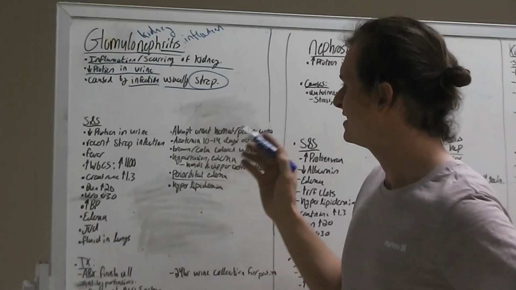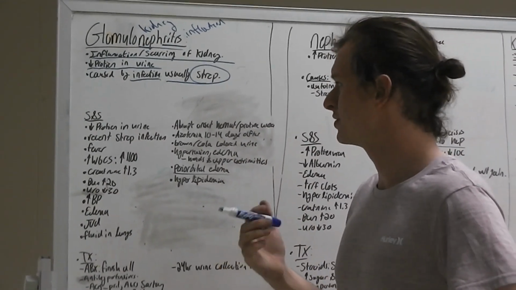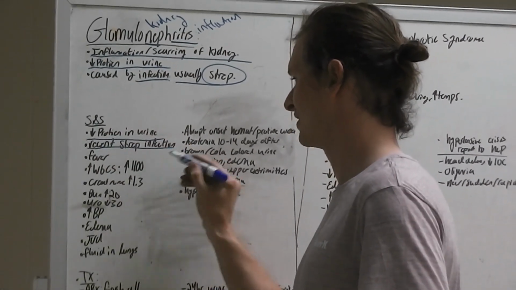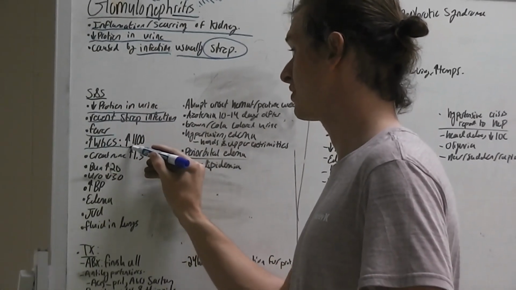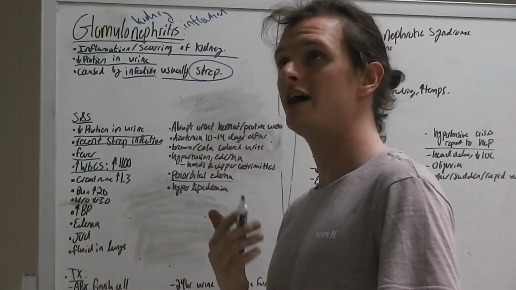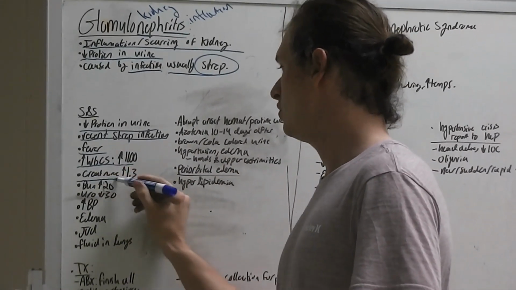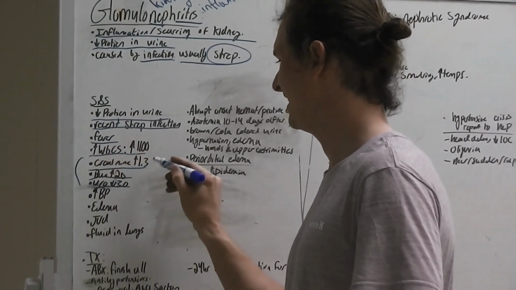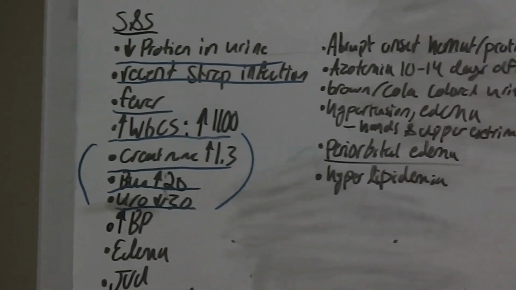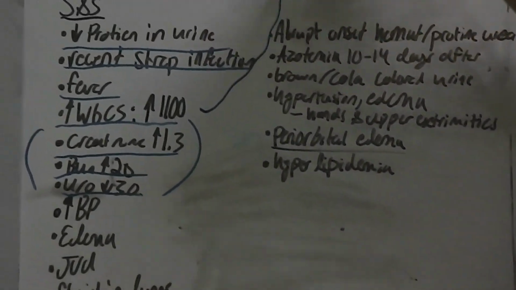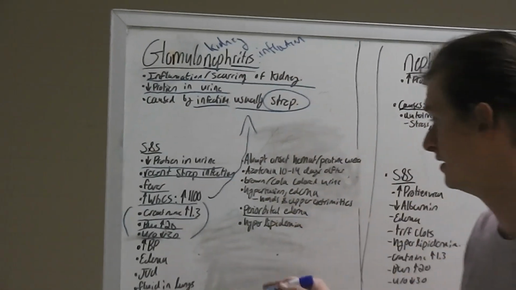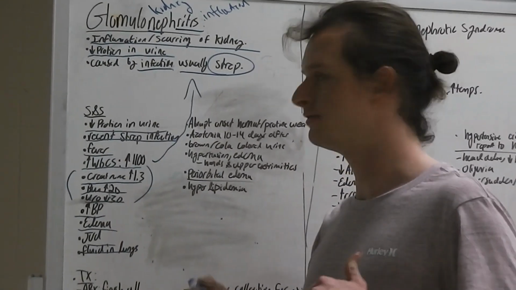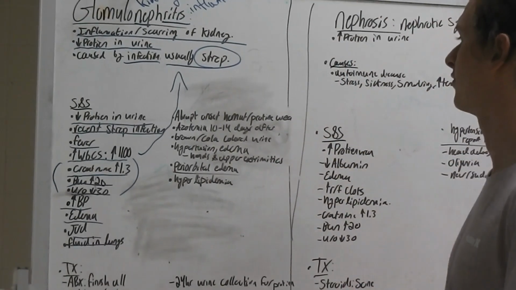Now the signs and symptoms, according to simple nursing, is going to be decreased protein in the urine, recent strep infection, fever, WBCs that are elevated over 11,000, creatinine over 1.3, BUN over 20, urine output under 30, and all this is indicating inadequate kidney function. The WBC indicates the infection. We're going to have an increased blood pressure, edema, JVD, fluid in the lungs, all related to fluid volume overload that you get from glomerulonephritis.